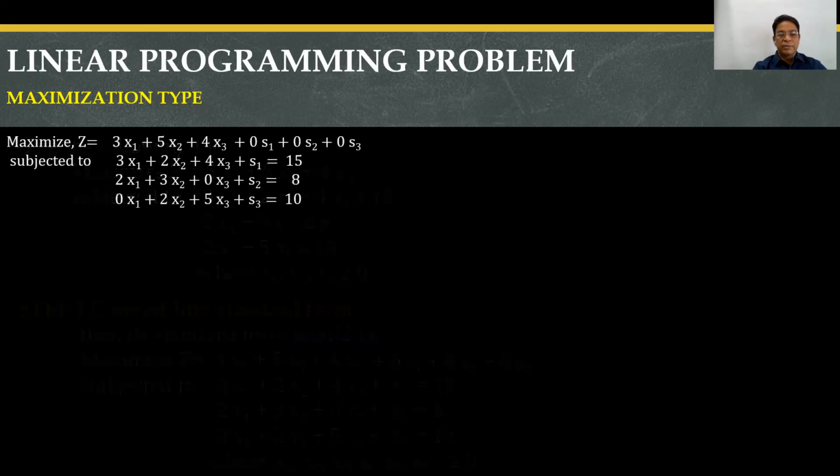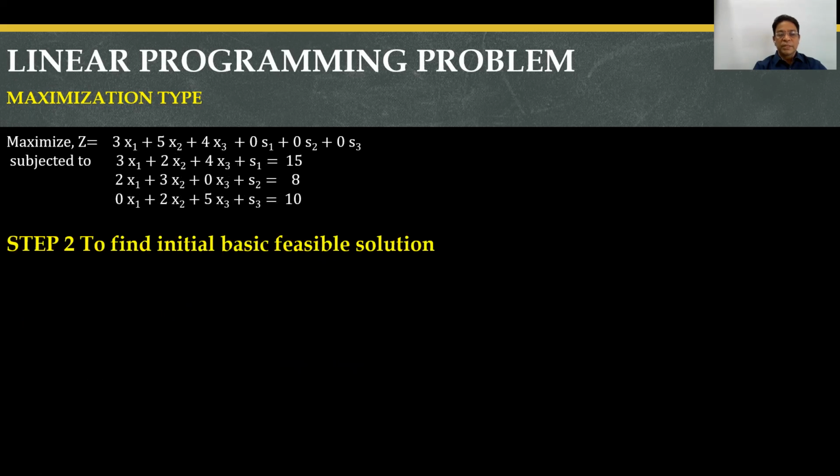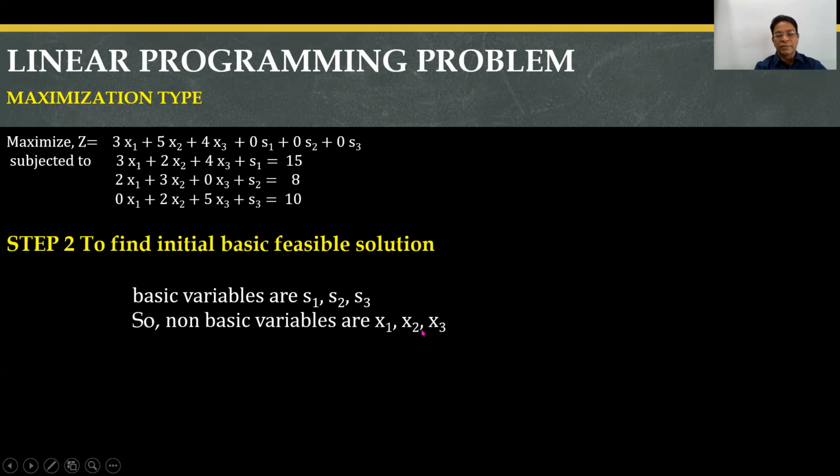So the next step would be to find the initial basic feasible solution. I have one more video where I have explained what the initial basic feasible solution is and how it is found. So in this case, we'll first identify the basic variables. The basic variables are S1, S2, S3. You can see S1, S2 and S3 are appearing in only one equation. So these are the basic variables, and x1, x2, x3 are the non-basic variables.